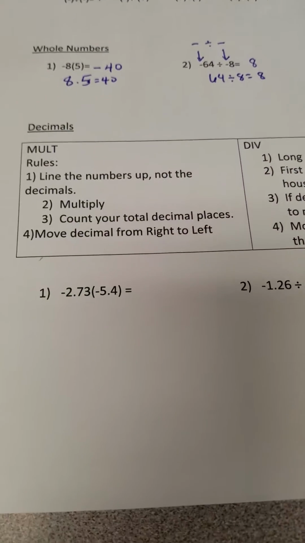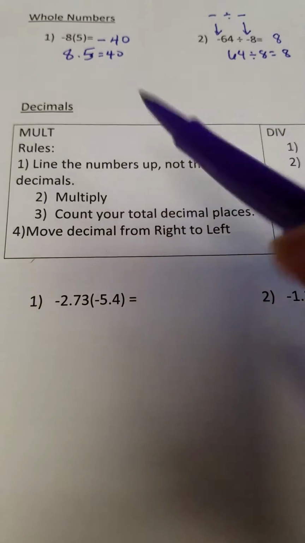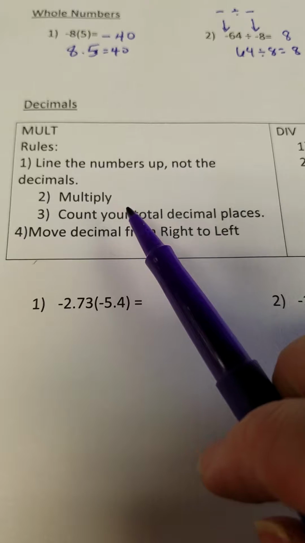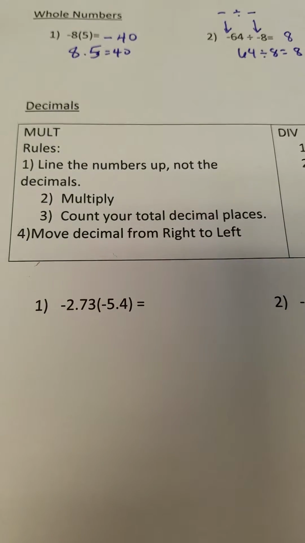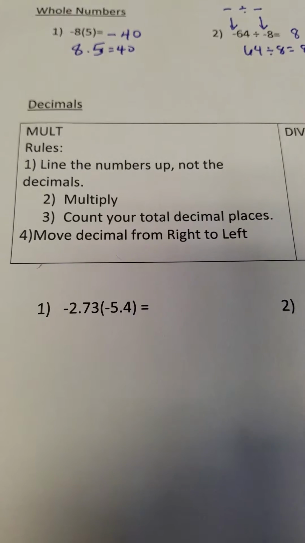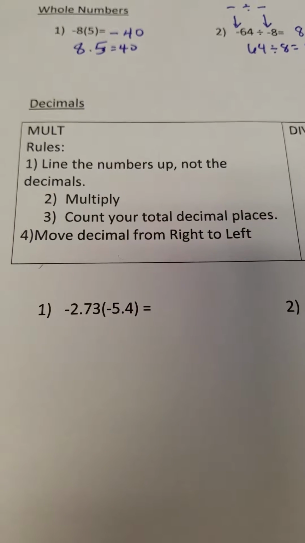Moving on, we're going to go to decimals. These are the rules for multiplying decimals. You need to line the numbers up, not the decimals. We multiply, and then count your number of decimal places, and then move the decimal from right to left. So please pause the video so that you could write those down.